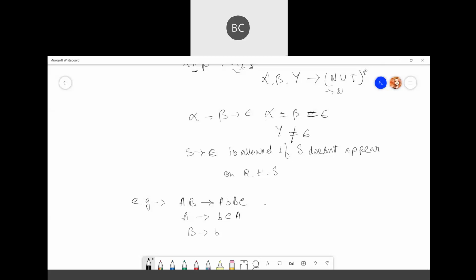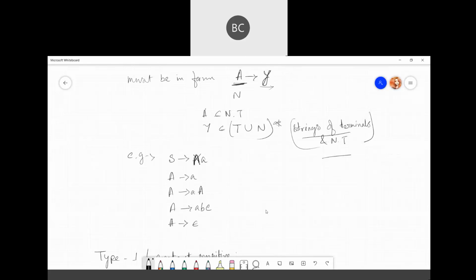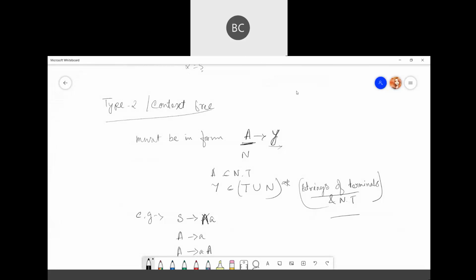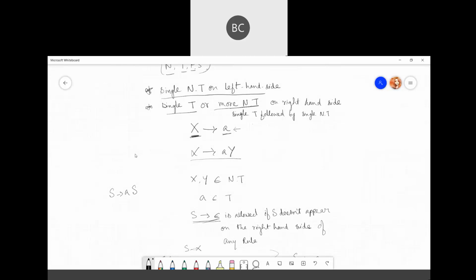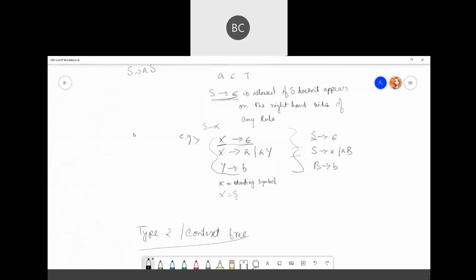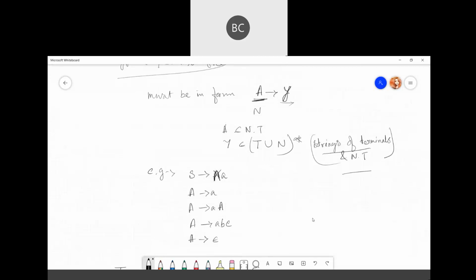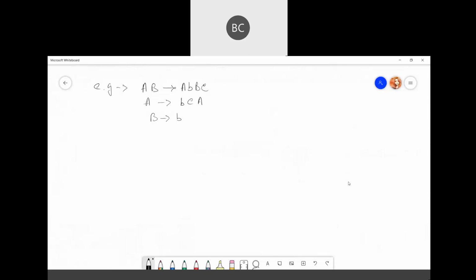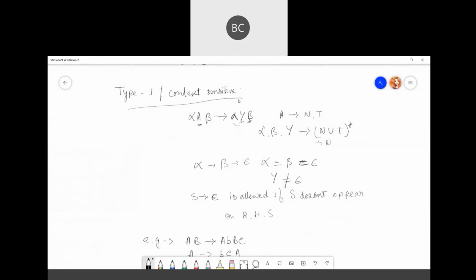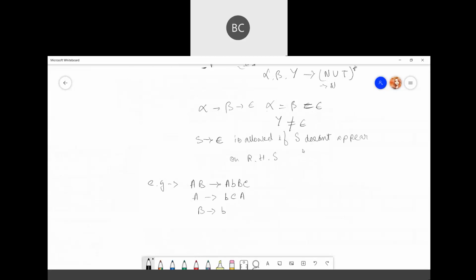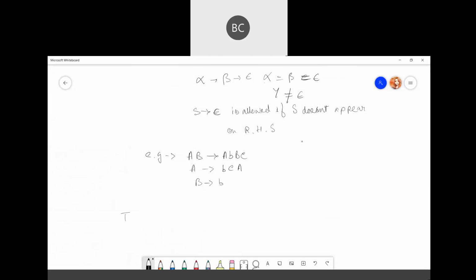Okay. Don't worry about this type. We are mainly concerned about type 3. We are going to learn about context free and the regular grammar. Type 3 and type 2 are the main grammars we are going to learn. And lastly, the type 0, the Turing machine one. Nowadays, we are not so much concerned about the context sensitive one. Just you have to know the structure.